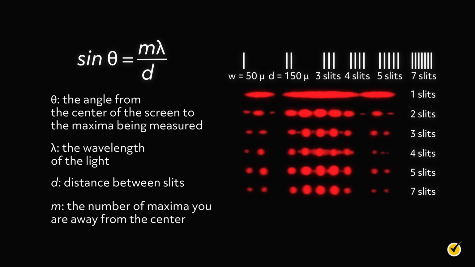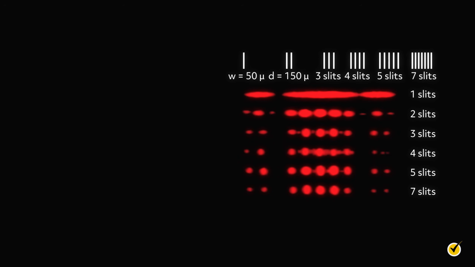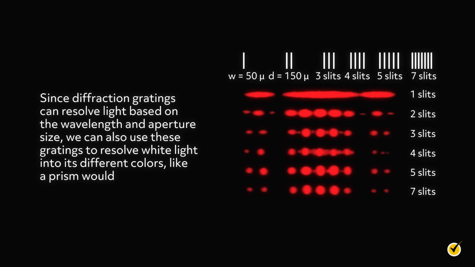So, this equation is slightly different than that of a single slit because we are measuring to the maxima instead of the minima. Since diffraction gratings can resolve light based on the wavelength and aperture size, we can also use these gratings to resolve white light into its different colors, like a prism would. Although with diffraction the process is not based on the index of refraction.